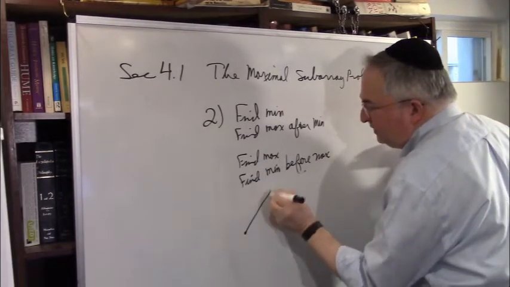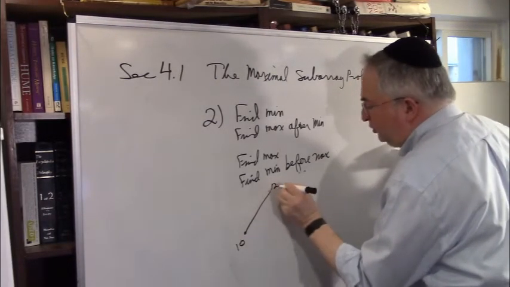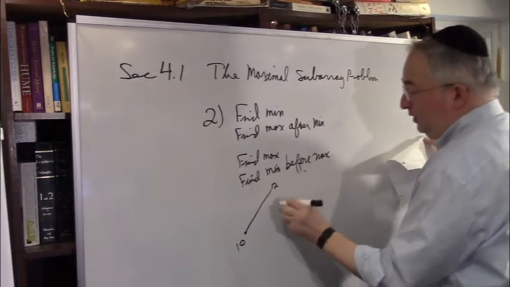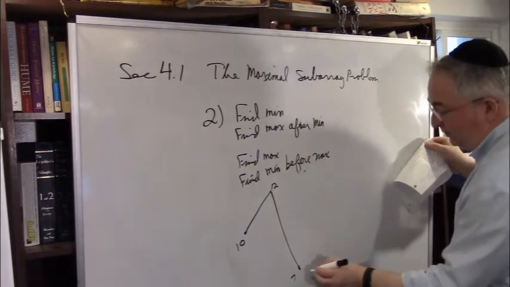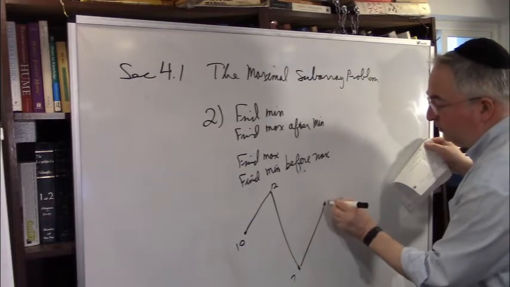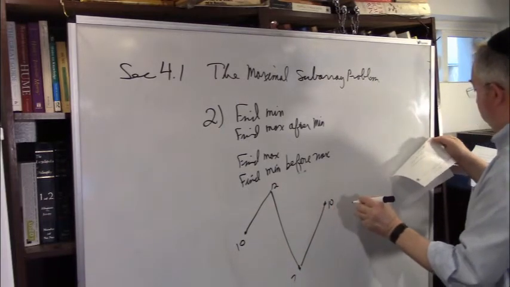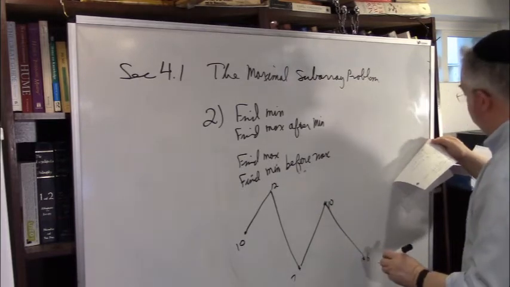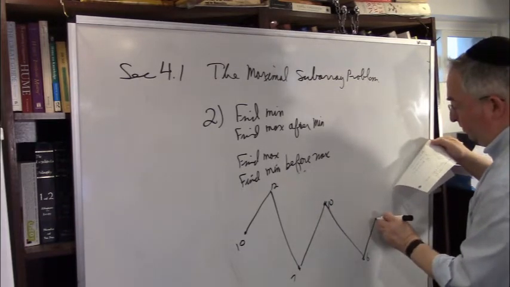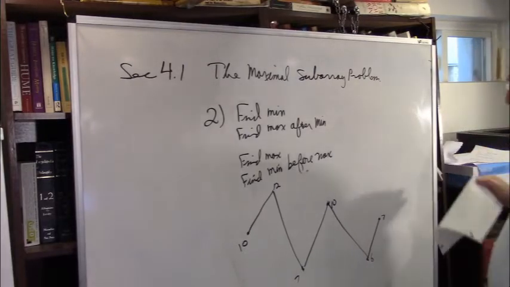So here's a nice example. Let's say your stock is at 10. It goes up to 12. It goes down to 7. Goes up to 10. Goes down to 6, and goes up to 7.